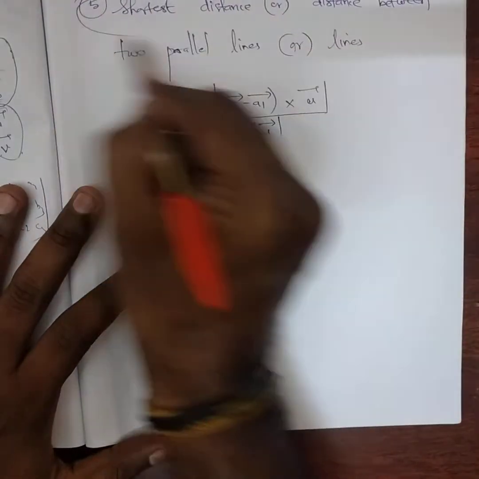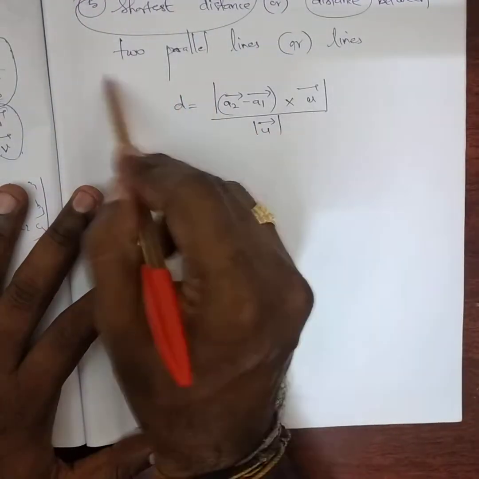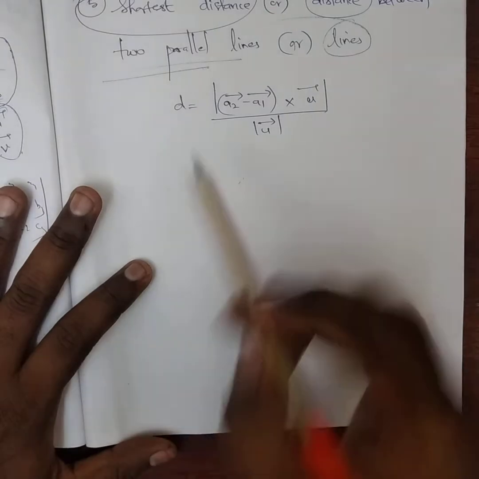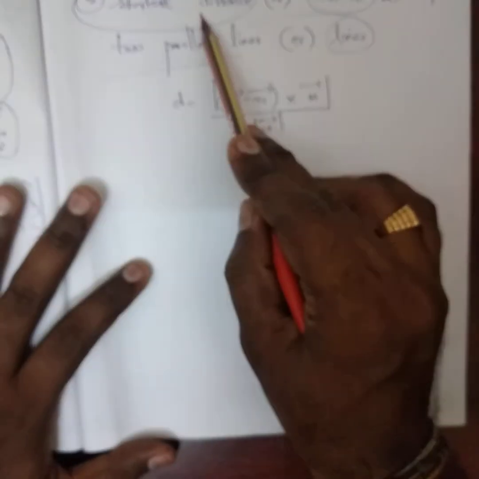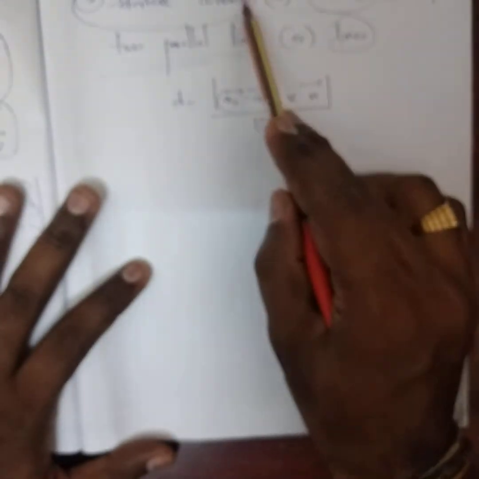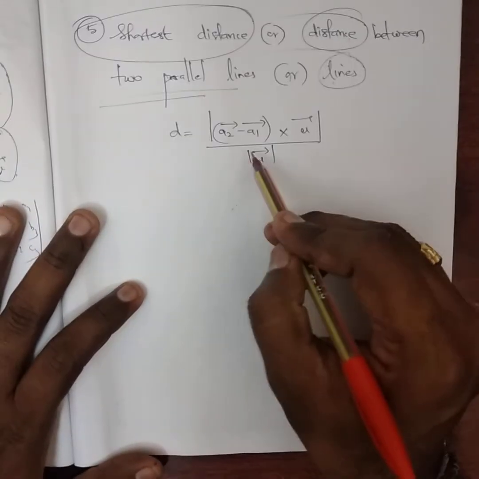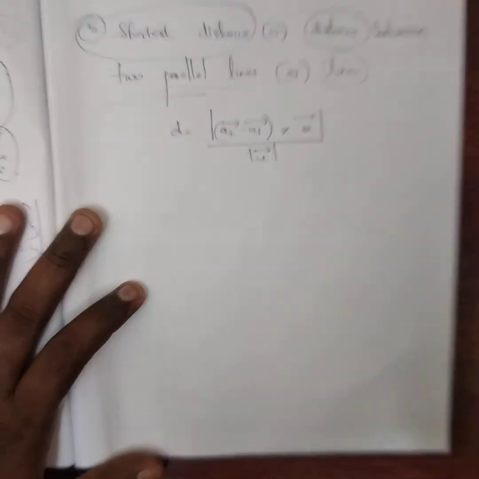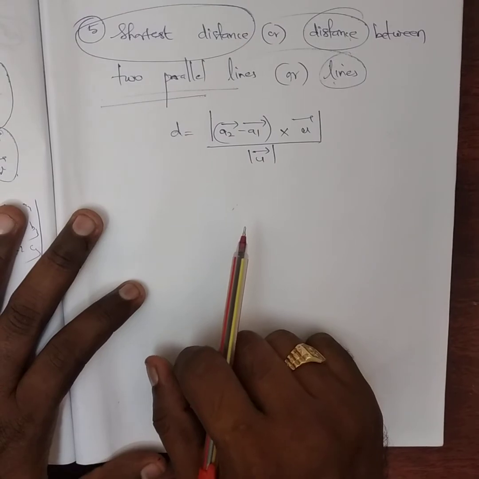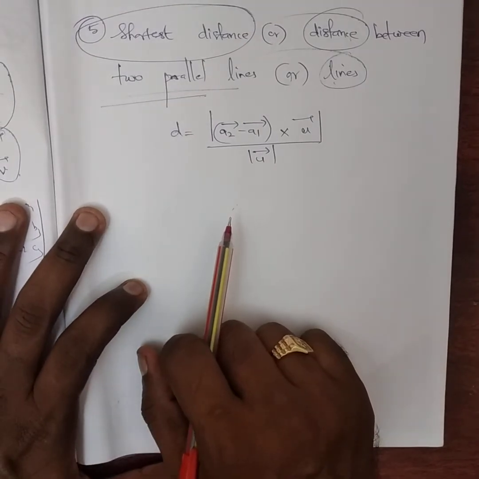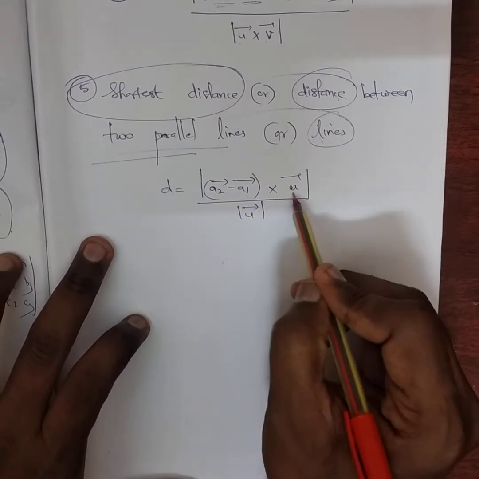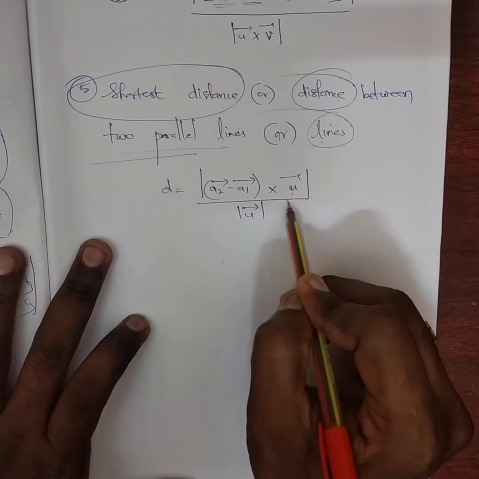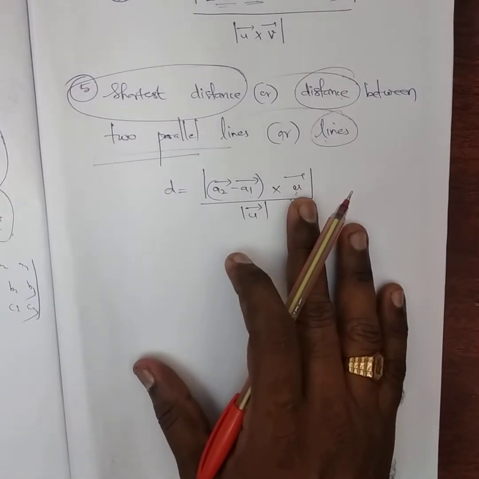Next, the shortest distance between two parallel lines. D is equal to the modulus of A2 minus A1 vector cross U vector, divided by the modulus of U vector, because this contains two points and one parallel vector. So this is the formula we need.